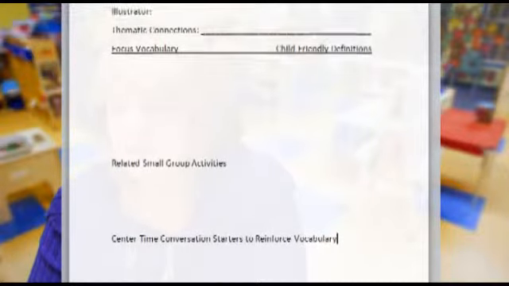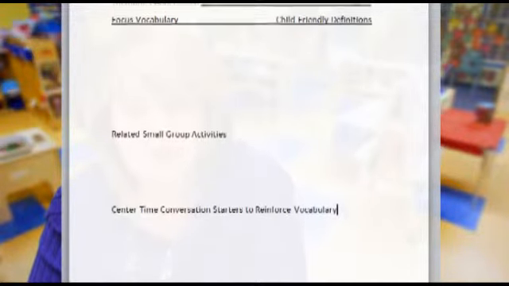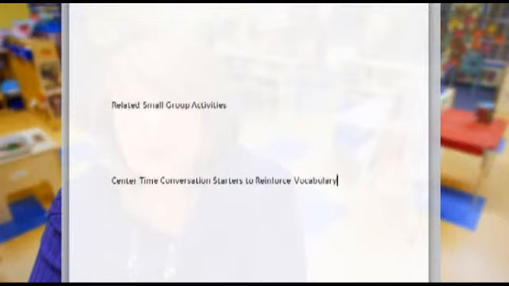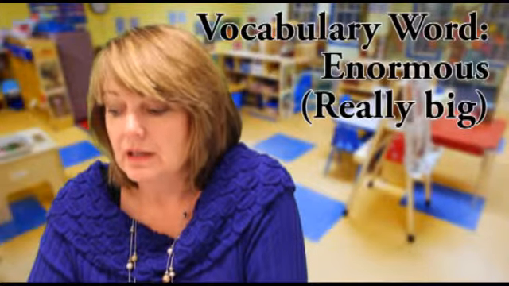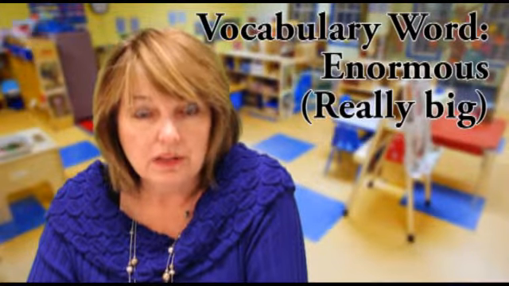And the next column says child-friendly definitions. So what I want you to do is look at the word, and then think of a way that you would describe that to children that makes sense to them. So let's say we chose the word enormous. Enormous to a child means really big. So enormous is the rich vocabulary word, but describing it to a child, really big, is the acceptable way of explaining it to them.